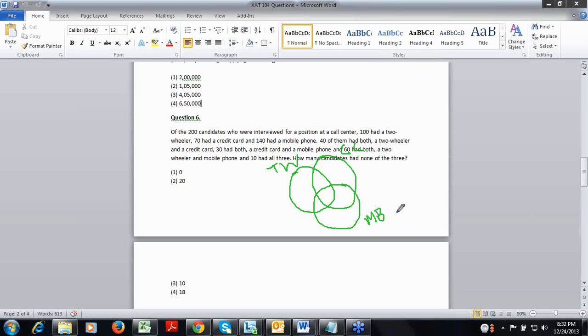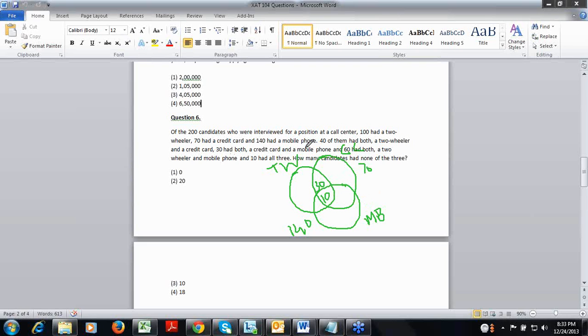70 had a credit card, so this is 70. 140 had a mobile phone, this is 140. 40 had them, okay, 10 had all three, so this is 10. Now it is written 40 of them had both two-wheeler and a credit card. Two-wheeler and a credit card, 40. This is 40, so this is 30.